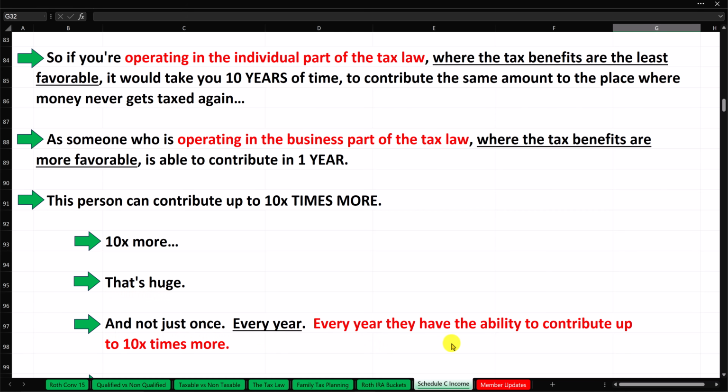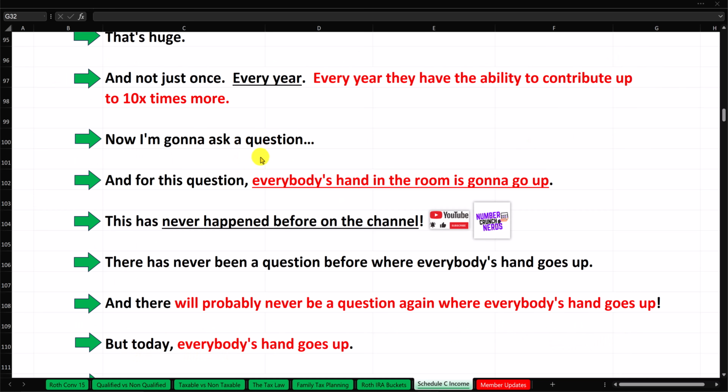Every year they have the ability to contribute up to 10 times more. Now I'm going to ask a question, and for this question, everybody's hand in the room is going to go up. This has never happened before on the channel. There has never been a question before where everybody's hand goes up, and there will probably never be a question again where everybody's hand goes up. But today, everybody's hand goes up.